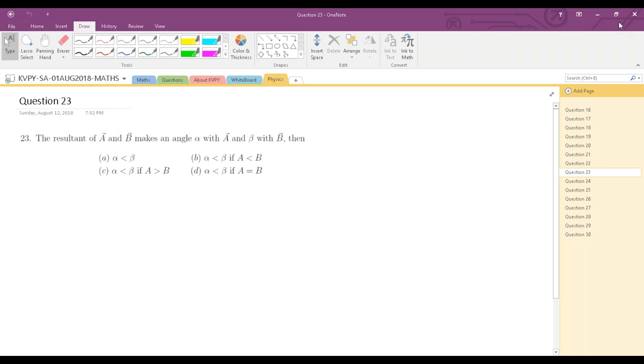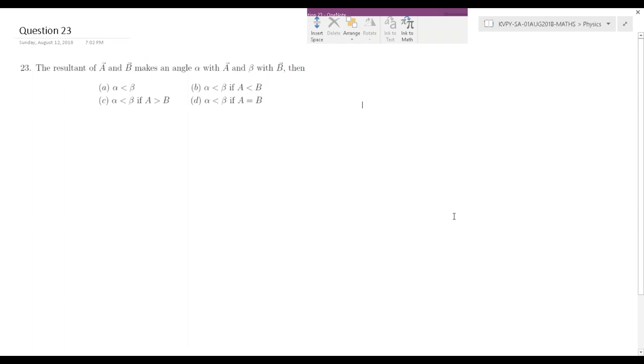Okay. So let's proceed to question number 23. The resultant of A and B makes an angle alpha with A and beta with B. Then which one among these four options is correct? Those who have studied vector algebra or motion in a plane will be able to understand what I'm going to draw now. Suppose this is vector A and this is vector B. So how can we find the resultant?